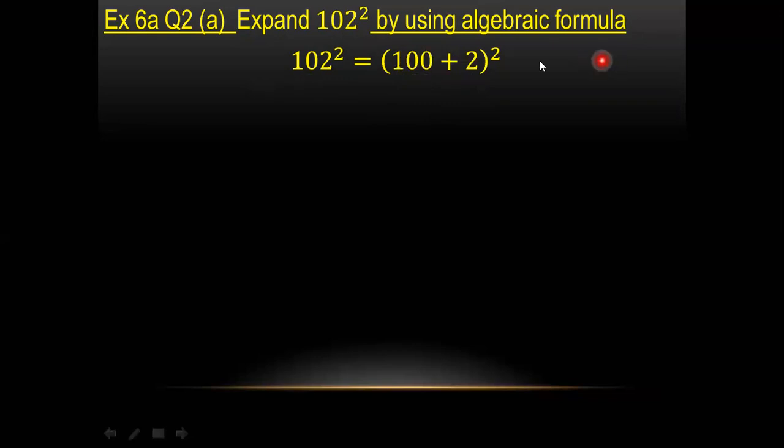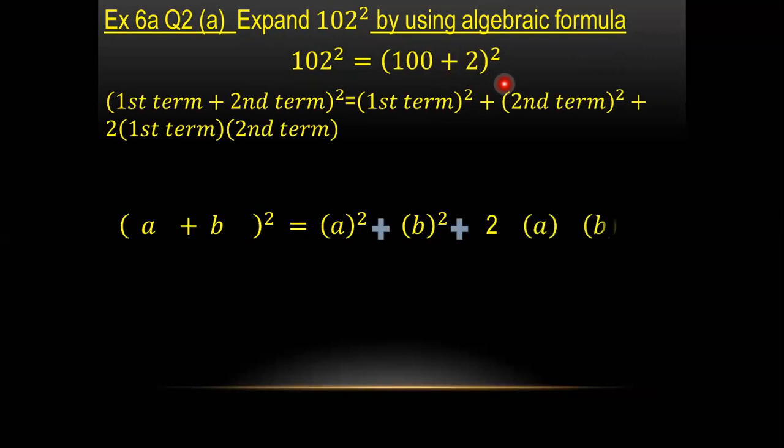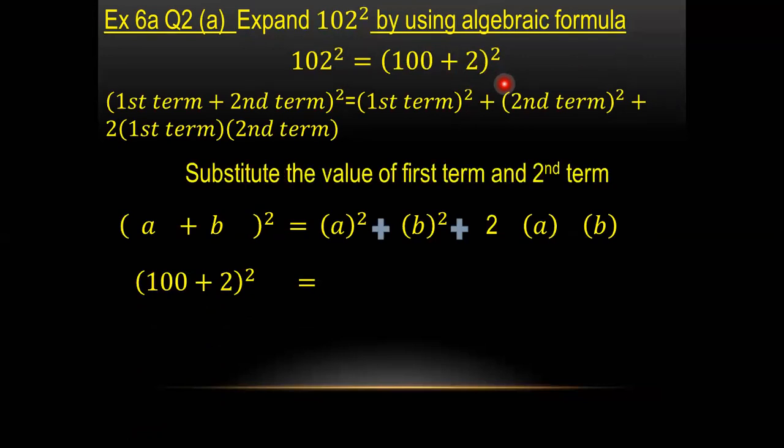So now it is (a + b) whole square. Write down the formula in words and in expression. (a + b) whole square is equal to a square plus b square plus 2 into a into b. And write down the question, which is now (100 + 2) whole square. Substitute the value of the first term and the second term. First term now is 100 and second term is 2.